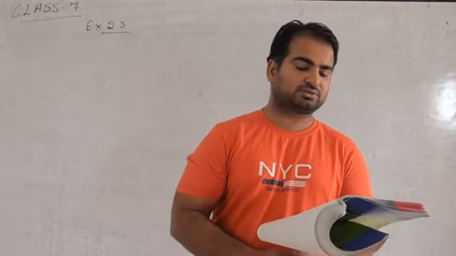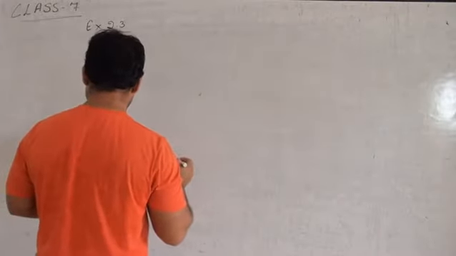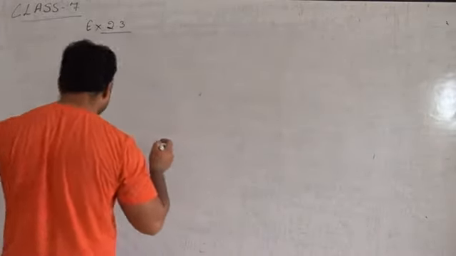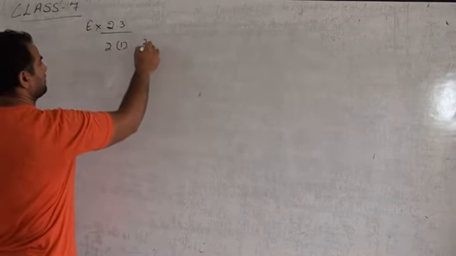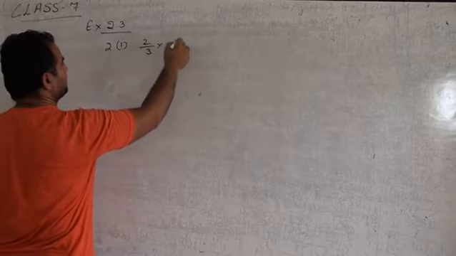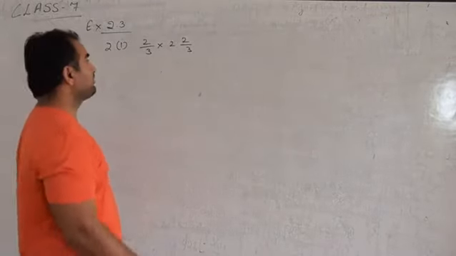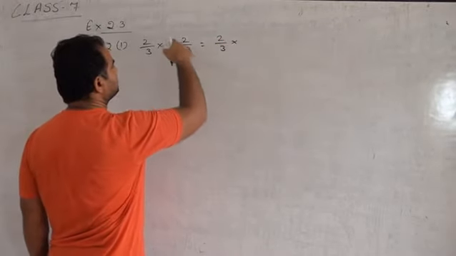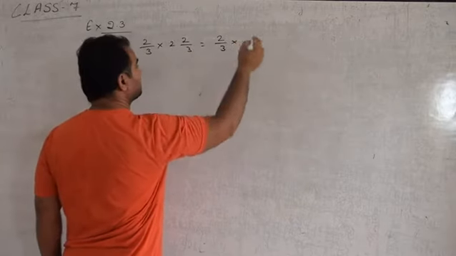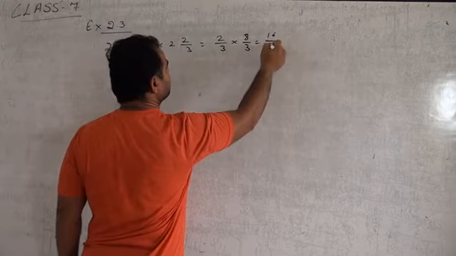Okay. So question number 2, what is the first question? The first question is 2 by 3 multiplied by 2 2 by 3. What we have to do is just 2 by 3 multiplied by 3 times 2 is 6 plus 2, 8 by 3. It will be 16 by 9.